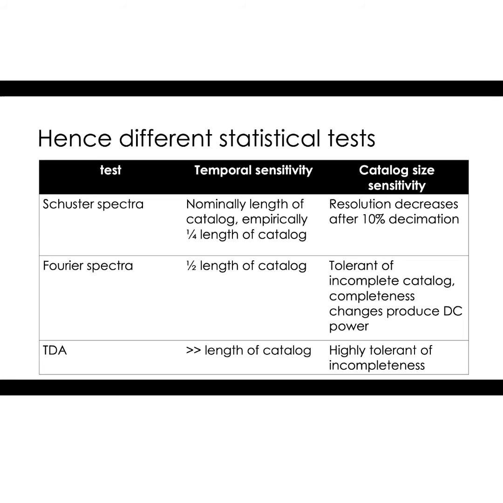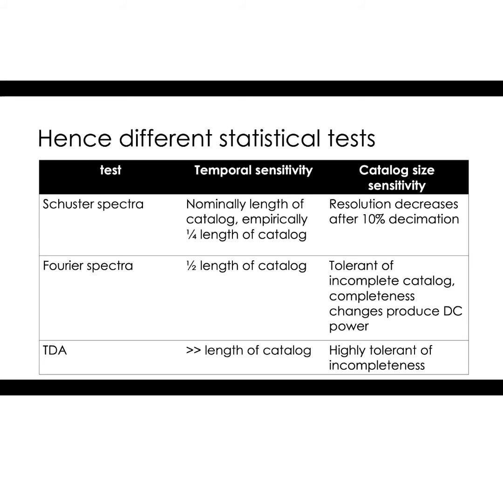So as the catalog becomes less and less complete, the less the Schuster spectra can definitively resolve characteristic frequencies in the temporal structure of events. But within that window of 25 years, you'll see it has very high resolution for short period effects. And then Fourier spectra can sort of nominally resolve half or maybe 3/4 of the length of the catalog, so kind of 50-year period variability in earthquake productivity.